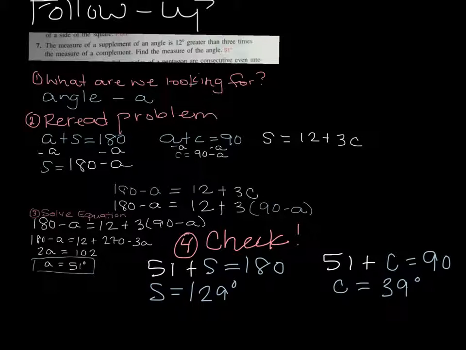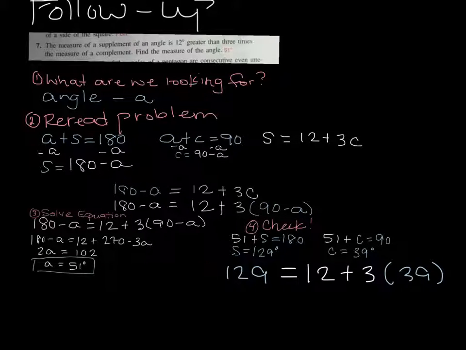As you can see, I plugged 51 back into this supplementary angle formula, and I got that the supplement of 51 is 129. I plugged 51 back into this complementary equation, and I got that the complement of 51 is 39. Now, this still doesn't help me determine if my answer is correct. What I need to do is look at the relationship between 129 and 39 and make sure it matches in this equation. So now that I've plugged the supplement and the complement into this equation, I'm going to simplify this side to make sure that it equals 129.